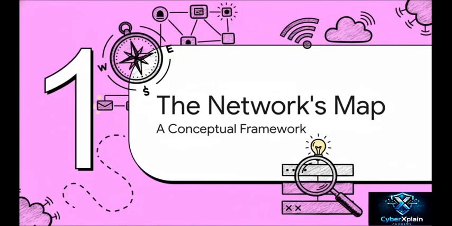So, how do the pros solve these super expensive mysteries? Well, they don't just guess. They have a secret map, a kind of conceptual framework that breaks down the entire, incredibly complex process of network communication into small, manageable pieces. And today, we're going to give you that map.